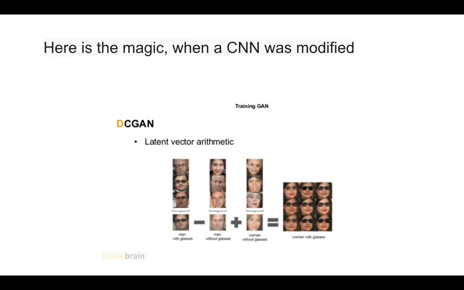And guess what? Here is the magic. When the CNN was modified, you could do a cool thing like using vector arithmetic. Like you had an image with sunglasses, you subtract, you get a person without sunglasses, and then you add a woman, and you have a woman with sunglasses.